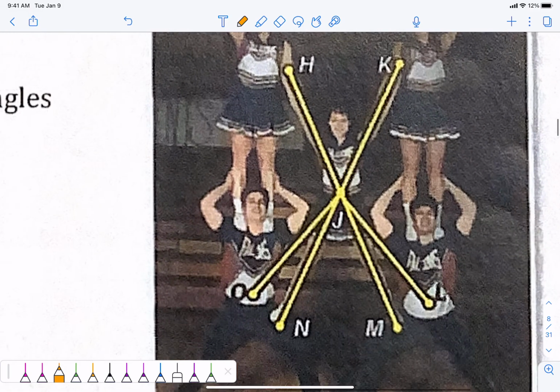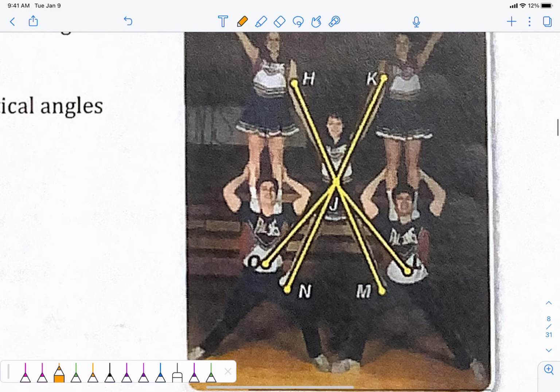They give us a diagram down here of these little cheerleaders. I don't know if you can see this, but this point right here is O down in that bottom corner, and this one is called L. And the rest of them: this is N, this is M, J is the middle, H is the top here, and K is this top point here, right? Do you see those? Okay. All right, so we're going to identify some things.